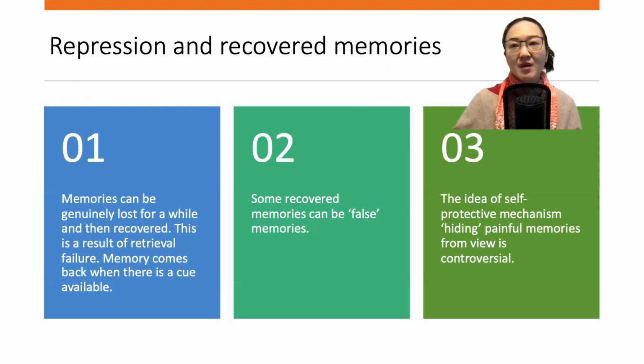Repression and recovered memories. Memories can be genuinely lost for a while and then recovered. This is a result of retrieval failure. Memory comes back when there is a cue available. Some recovered memories can be false memories. That means we can perhaps remember things incorrectly. The idea of self-protective mechanism hiding painful memories from view is controversial.